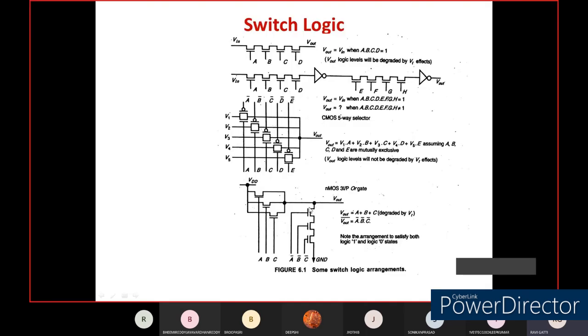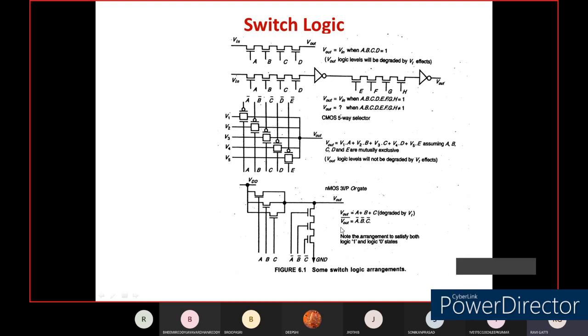Okay, so the next one is, you can see here the NMOS 3 input OR gate we have created. You can see here this is what we have done by the use of the NMOS 3 input OR gate. So what is the logic level? That is, the Boolean expression for the OR gate is V out is equal to A plus B plus C.